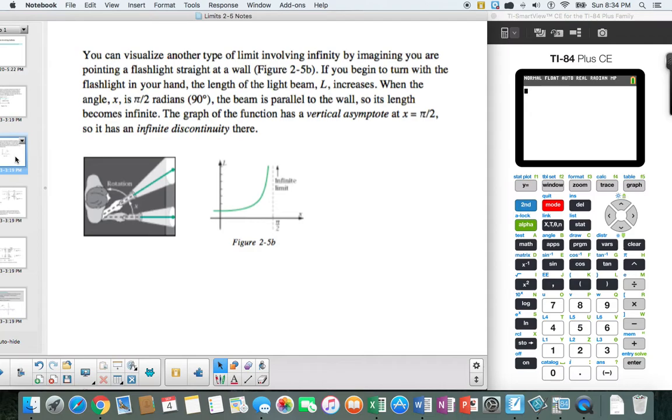Let's take a look at another example. If you were to take a flashlight and point it at the wall and then make your x, the angle, bigger and bigger, you can see that the length of the beam is getting longer and longer. So as our angle increases from 0 to pi halves, being 90 degrees, the length of the beam becomes infinite. So this is an example where x is approaching a particular number, but the limit is going to infinity.